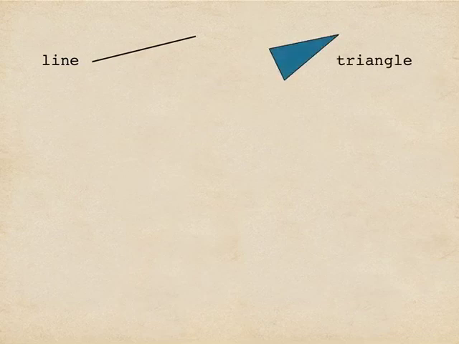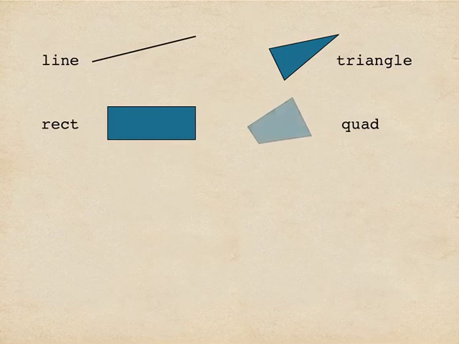We've seen a few basic shortcut commands. There's line, and it helps us draw a line between any 2 points. Triangle, which obviously draws triangles. Rect for drawing boxes. And quad for drawing any kind of figure with 4 sides.